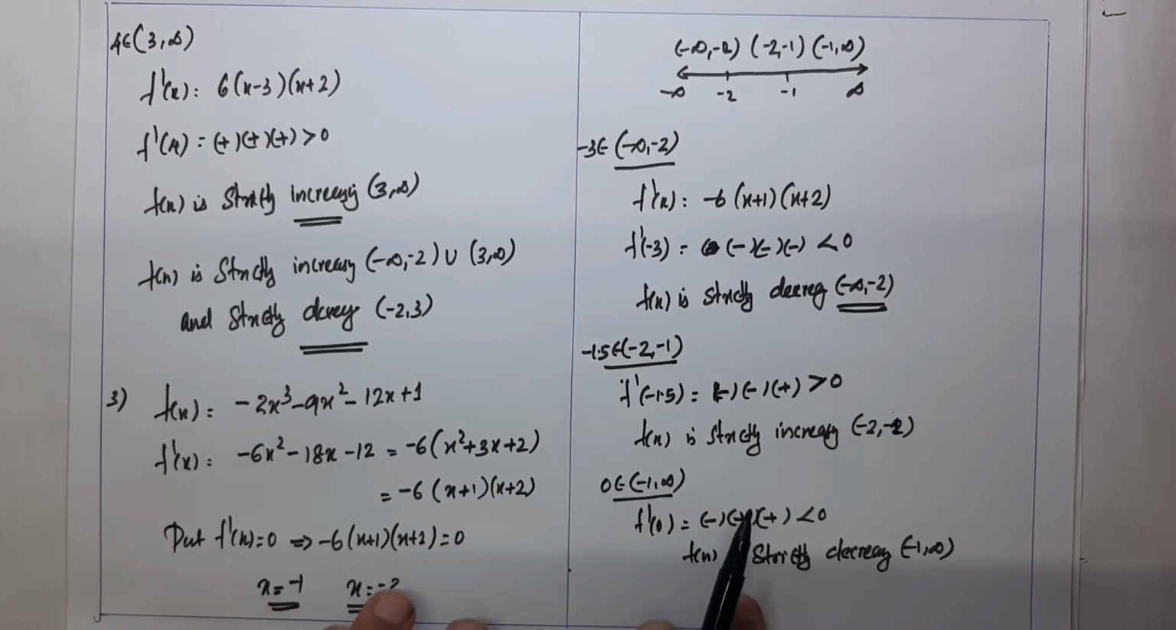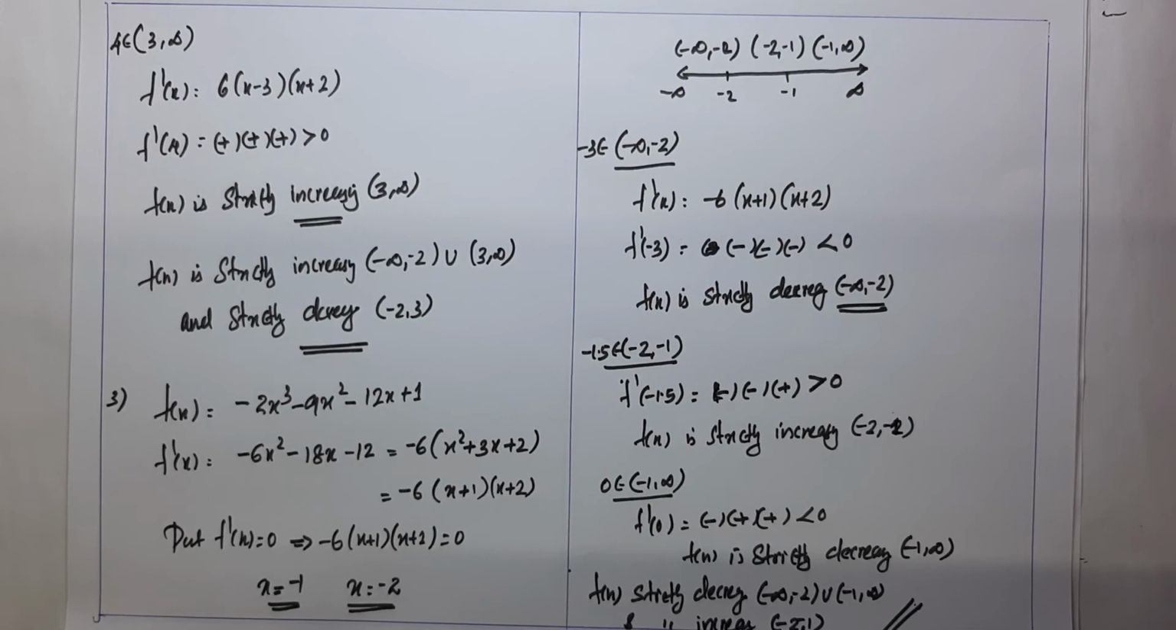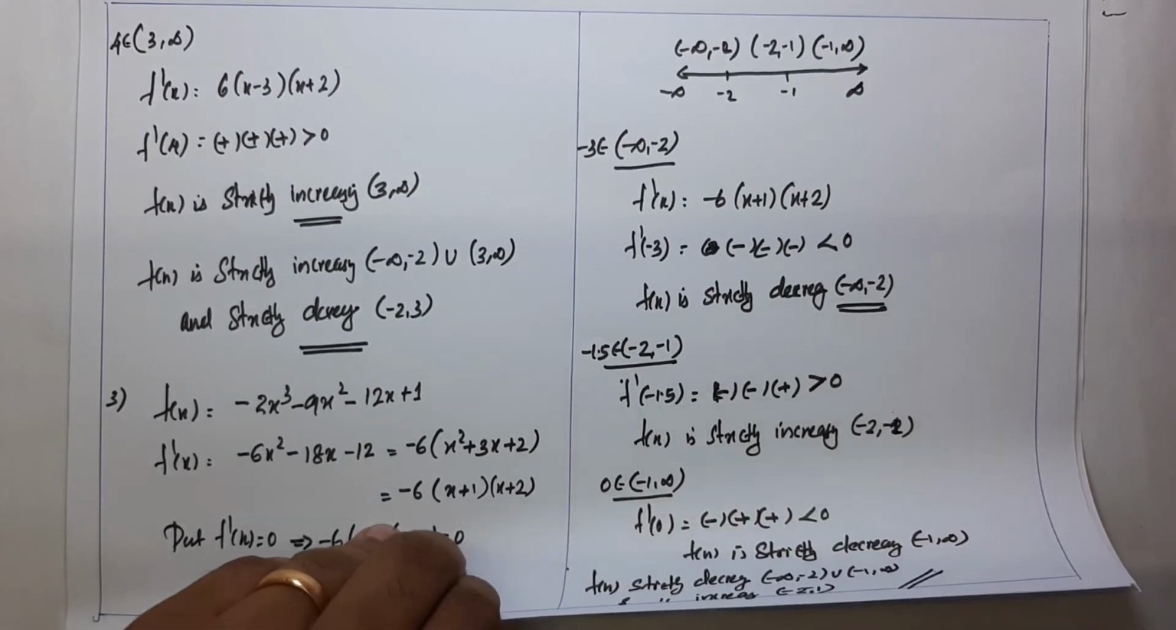And last we write our main function: f of x is strictly decreasing in the interval minus infinity to minus 2 union minus 1 to infinity, and strictly increasing in the interval minus 2 to 1. Sorry, minus 2 to minus 1. That's all. These are some very easy questions. It's a very simple question.